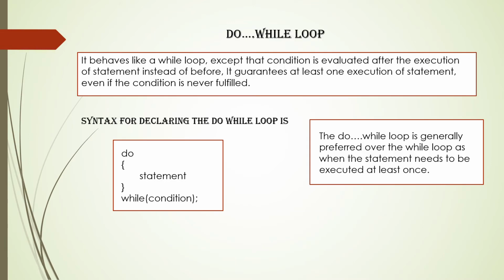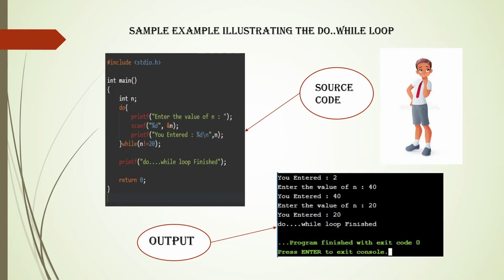Now comes the do while loop. It is just similar to the while loop, except that the condition is evaluated after the execution of the statement instead of before. It guarantees at least one execution of the statement even if the condition is never fulfilled. See the syntax, that is do statement, and then the condition is checked in while. The basic difference between while and do while loop is that in a while loop it will only enter inside if the condition is true, and in the do while loop the statement is executed at least once and then the condition is checked. Let's see one example here.